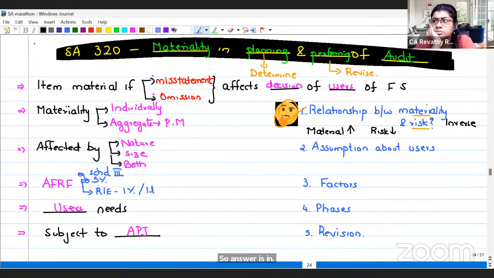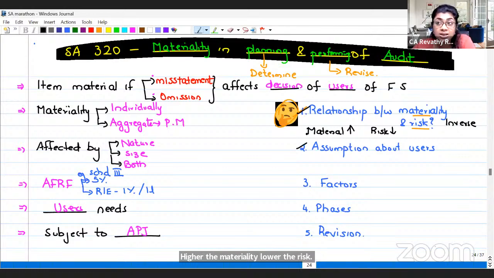Why might it say direct? Convenience. SA 320. Learn from this, okay? Higher the materiality, lower the risk. Inversely related.